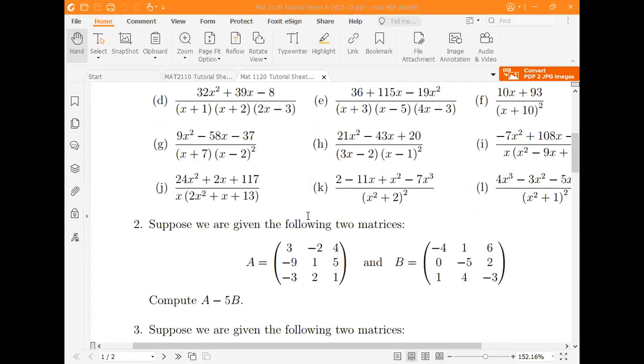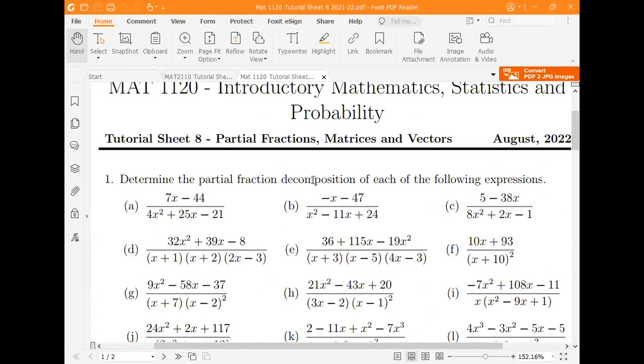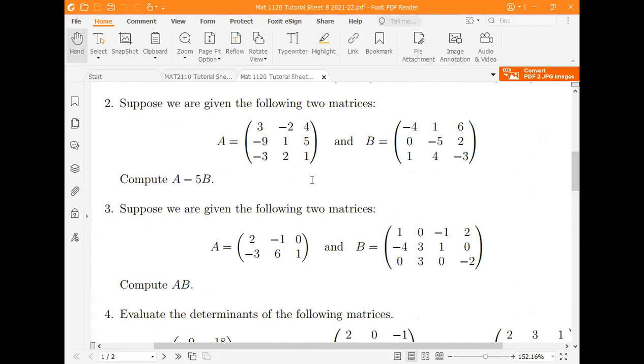So if we go to drill sheet 8, question 2, suppose we are given the following two matrices. We have A and matrix B. As you can see, A is a 3 by 3 and B is a 3 by 3. And then they are asking us to compute A minus 5B. Because the orders are the same, we are able to do this operation. So go straight and do the operation.